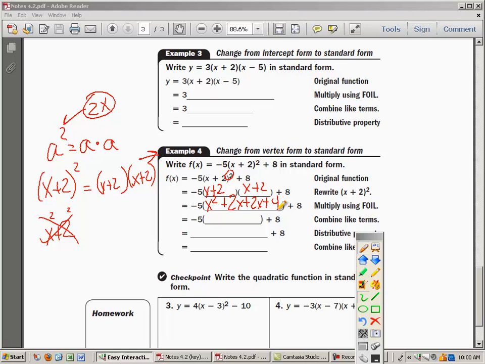All right? From there, we're going to go ahead and distribute our negative 5. So our negative 5 gets multiplied all the way through. Before we distribute, let's go ahead and combine like terms. This is going to be x squared, this is going to be 4x, and this is going to be 4. Now let's distribute. Negative 5 times x squared is negative 5x squared. Negative 5 times 4x is negative 20x. And negative 5 times positive 4 becomes negative 20. And our last step is to simply combine the like terms on the end. This is negative 5x squared minus 20x and then minus 20.